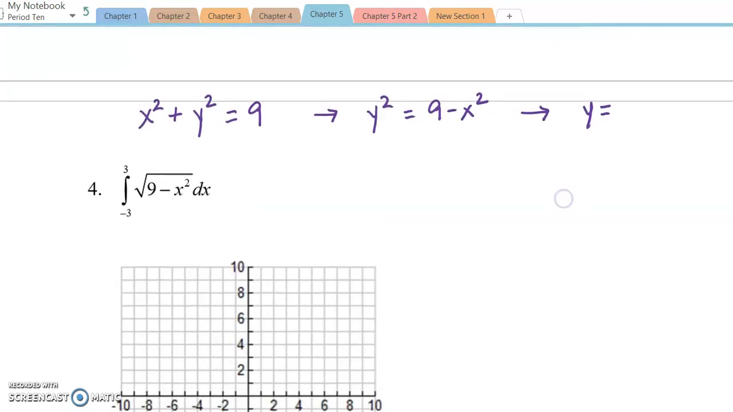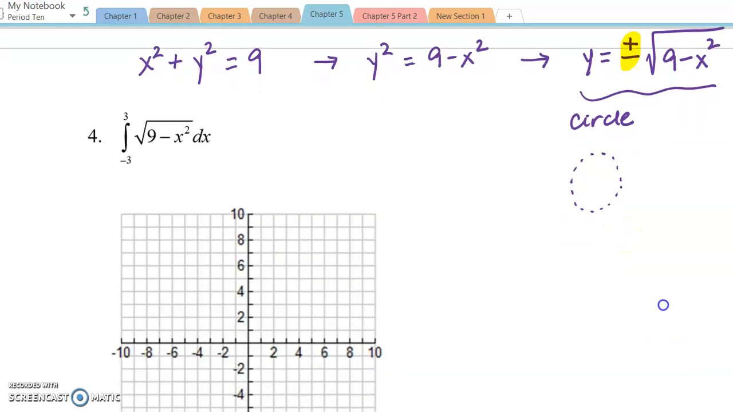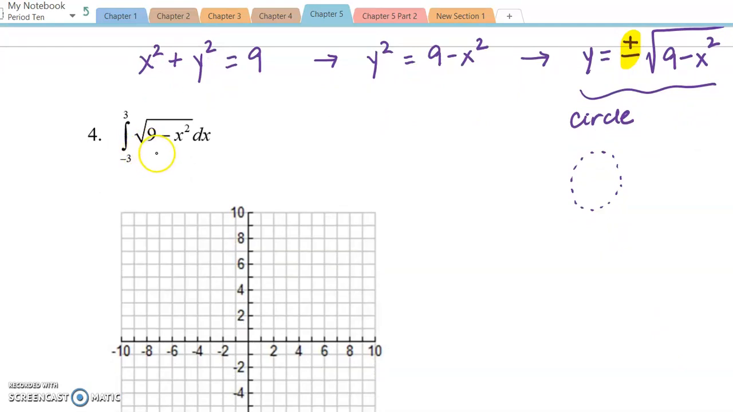Technically, because you're taking the square root, you need to have a plus or a minus. Root 9 minus x squared. So all this represents right here is a circle. And the reason that it's a full circle is because of the plus and the minus case. The plus case represents this piece right here, and the minus case would represent the bottom portion, and together they would make the full circle. So the graph that you see here in number 4 is just the positive part.